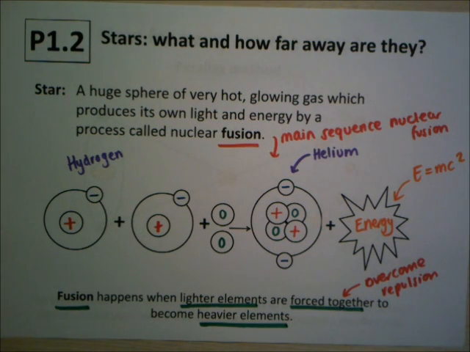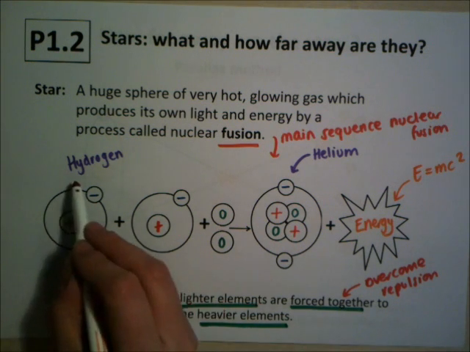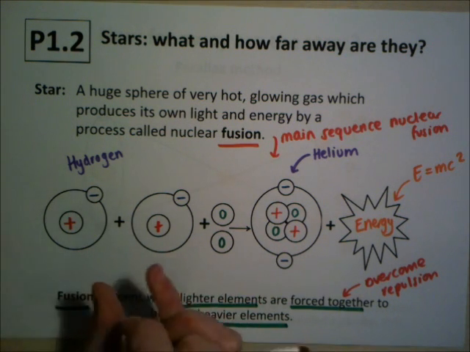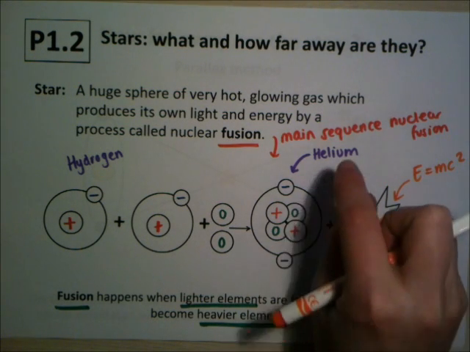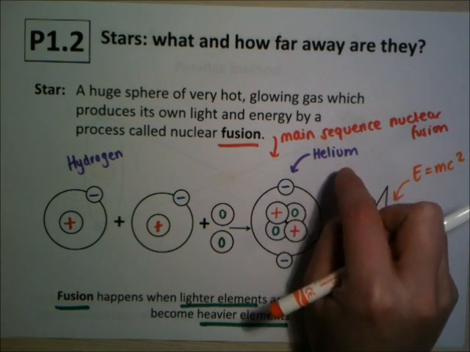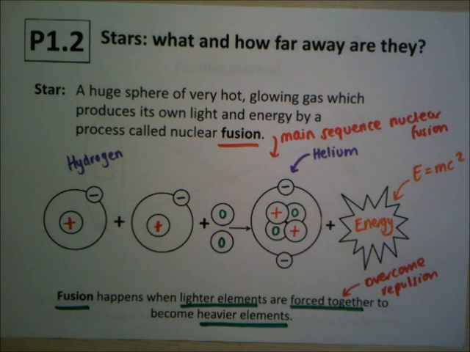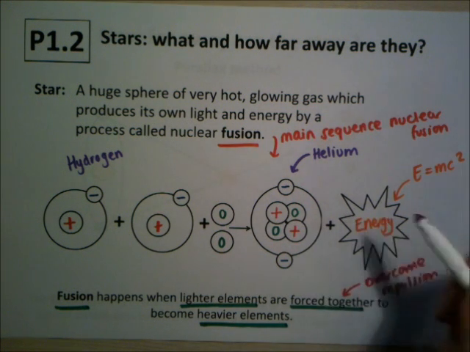So fusion happens when smaller elements, like hydrogen, are forced together, the nuclei of them are forced and fused together to make heavier elements like helium. Now helium is actually the second lightest element in the universe. In a main sequence star, hydrogen is turned into helium.